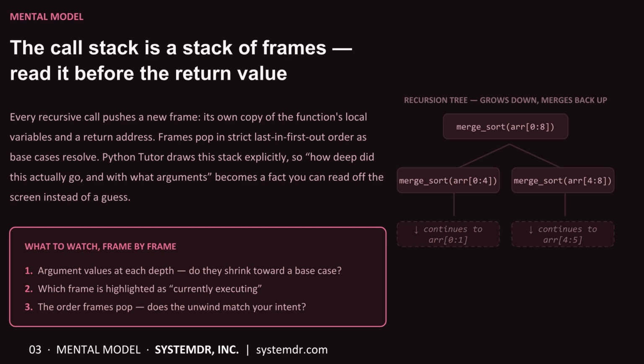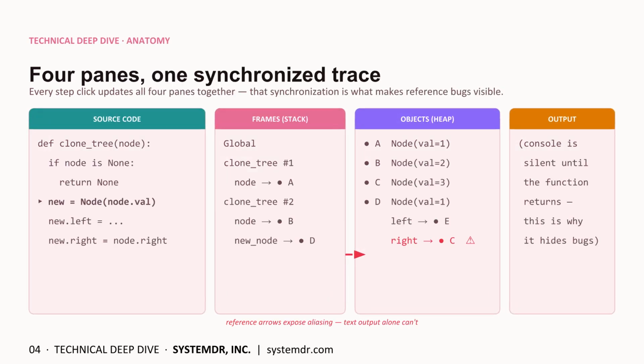Do the argument values shrink toward a base case at each depth? Which frame is currently highlighted as executing? And does the order frames pop back match what you actually intended? So what does this actually look like inside the tool?